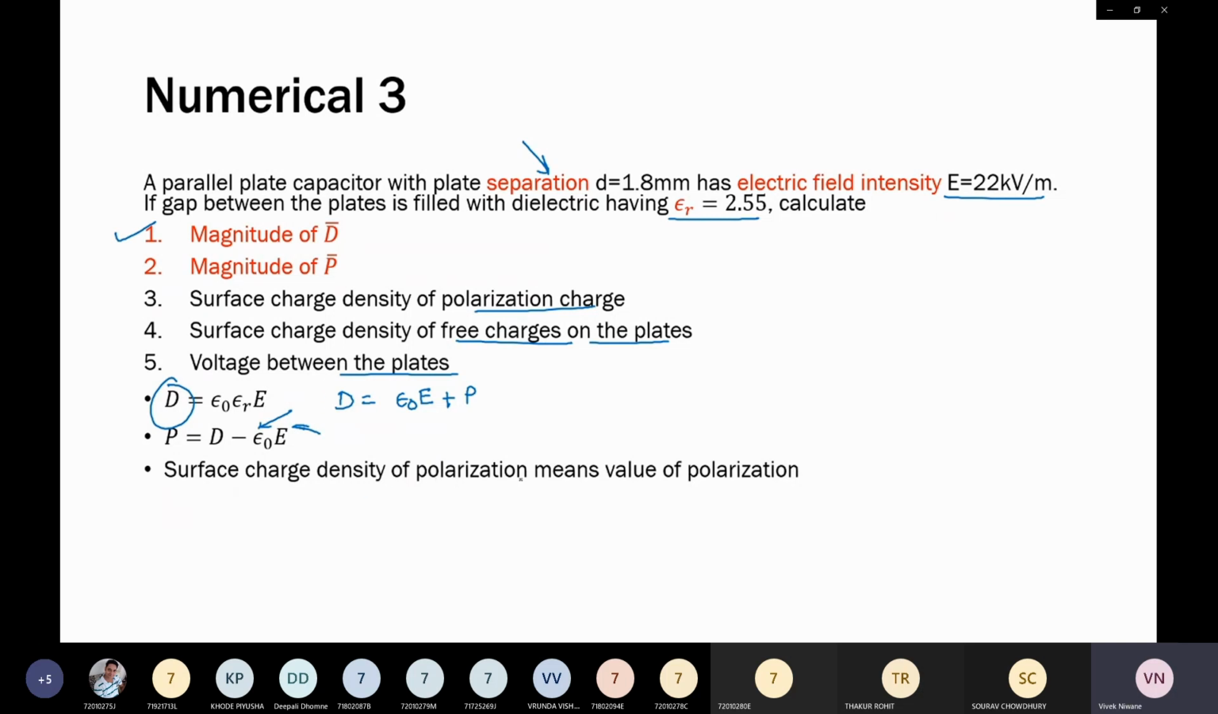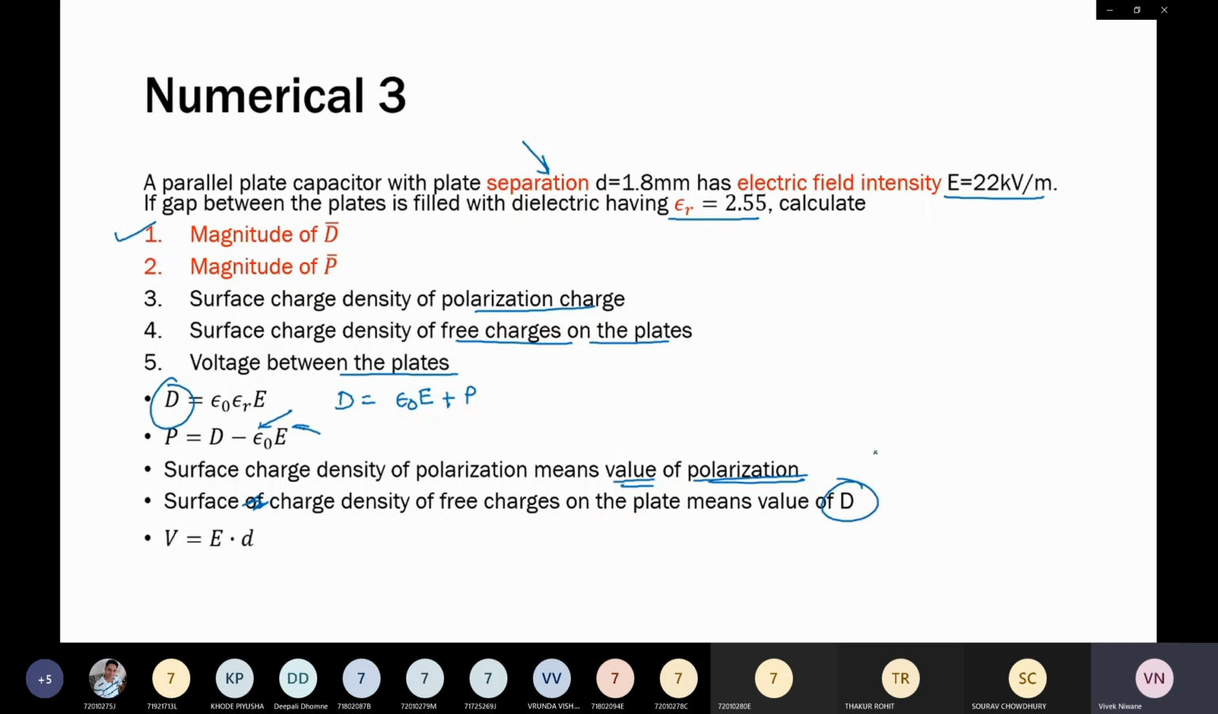Then surface charge density of polarization means the value of polarization, that you have already calculated. That is the second part. Surface charge density of free charges on the plate means the value of D that you have already calculated in point number 1. And the voltage between the plates is V is equal to E d. E you know is 22 kilovolt, and d is the separation, 1.8 millimeter. So 1.8 into 10 raised to minus 3 meter to be considered.